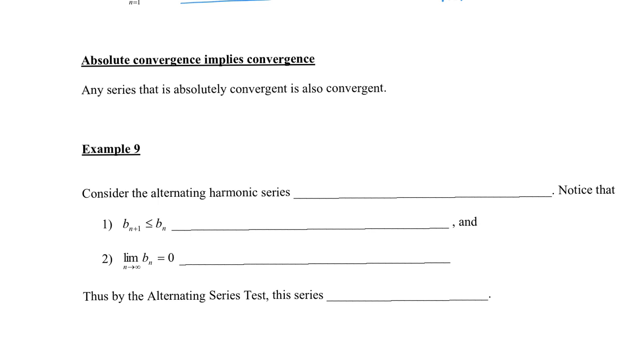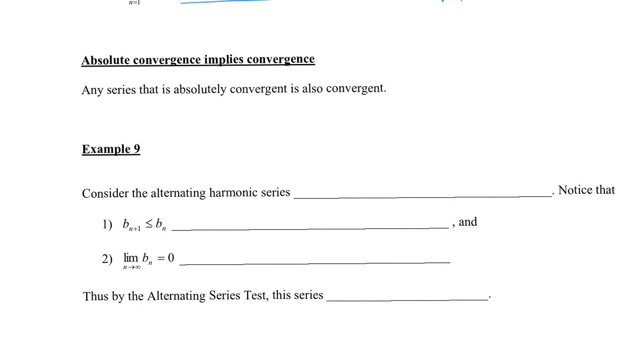It would seem strange if I add up a bunch of positive numbers, I get a number, not infinity, but a number, and then suddenly I make some of them negative and all of a sudden I get infinity, or negative infinity. That doesn't seem reasonable. So this does seem reasonable: any series that is absolutely convergent is also convergent.